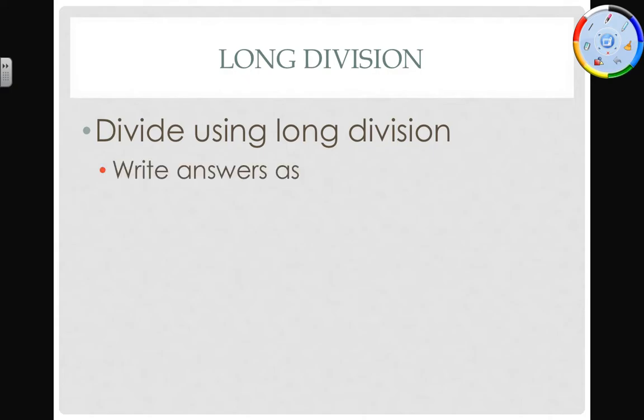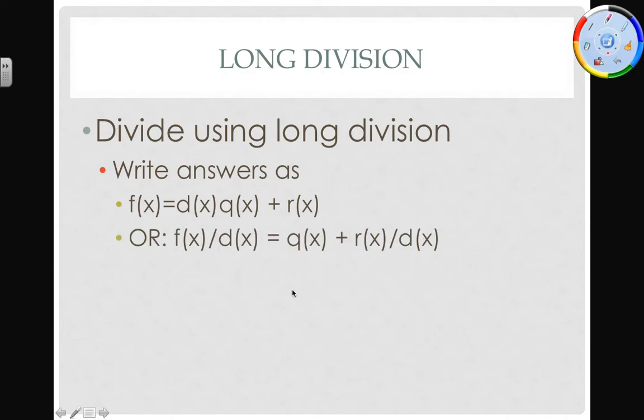And we're going to write our answers in two different ways. This is the first way. We're going to take the function and write it as the product of two functions plus some remainder function if there is one. Or we're going to write it as a fraction, f of x divided by d of x is equal to some answer plus some remainder out of a number or out of a function, out of the original division function.